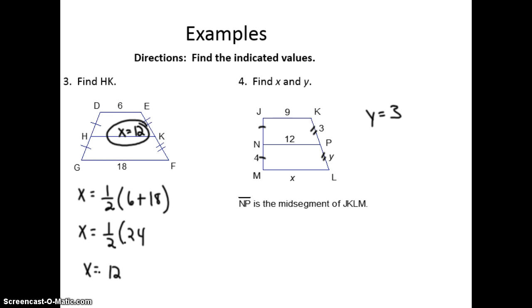I could set it up the same way I did 3, or I could do 12 times 2. So my midsegment times 2 is equal to 9 plus x. So we could do 24 is equal to 9 plus x. And so 15 must be what x is.